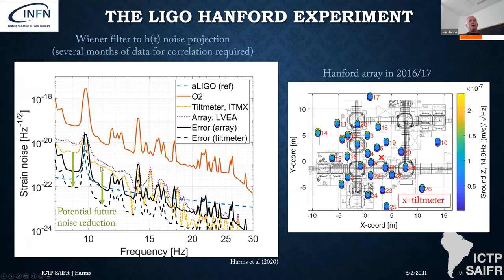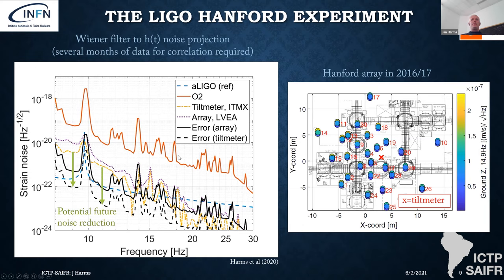Especially at lower frequencies around 10 hertz, we had bands where there was a lot of ground noise. So in principle, this is noise that you could subtract from your gravitational wave data. Of course, we didn't have to at that time because it was a minor contribution overall. But in the future, if that noise were still there, then we would be able to subtract it with that array.